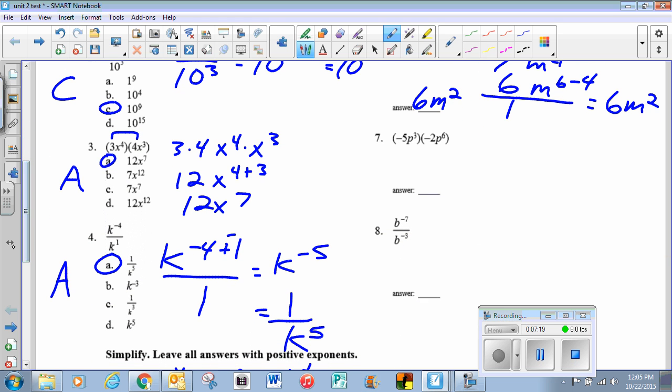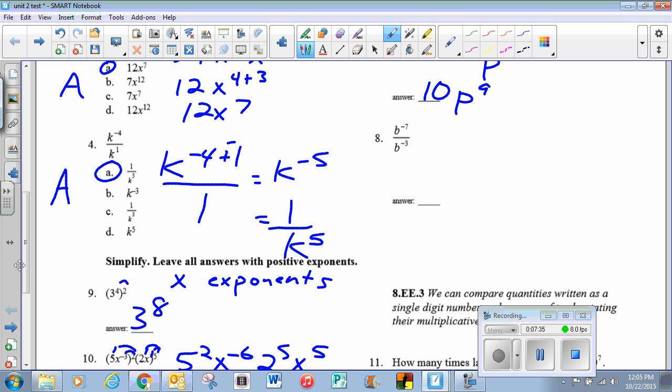The next one is, we're just multiplying the numbers. Negative 5 times negative 2 is 10. When I multiply things with the same base, I have p to the 3 plus 6 is p to the 9. A lot of you messed up on this one, but it's just the integers. Okay? If you took the time to show the work, you would get b to the negative 7 minus negative 3. And minus negative equals plus positive, which gives me b to the negative 4.